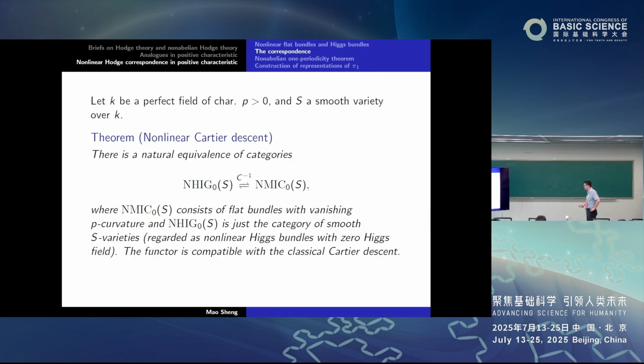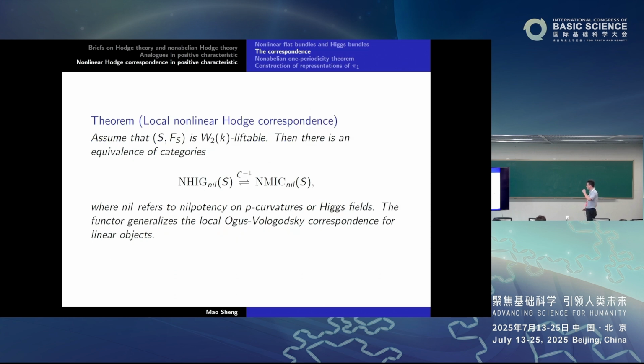And this certainly is compatible with the classical Cartier descent. And the second one is the so-called local nonlinear Hodge correspondence. So we assume now the base is liftable and the Frobenius is also liftable. And then we have an equivalence of categories for more objects.